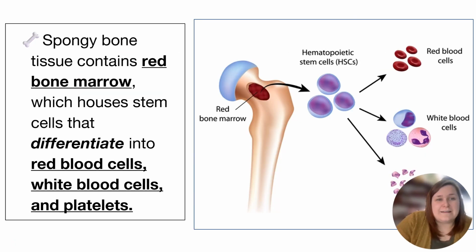So the way that this happens is the spongy bone is going to contain that red bone marrow, which is then going to house stem cells. So those stem cells will wait until they're needed, and then whenever they are needed, they're going to differentiate into red blood cells, white blood cells, and platelets, depending on what is needed at that time.